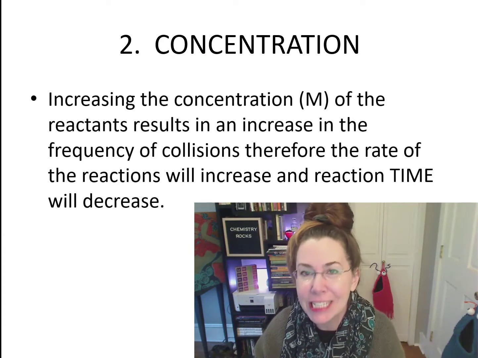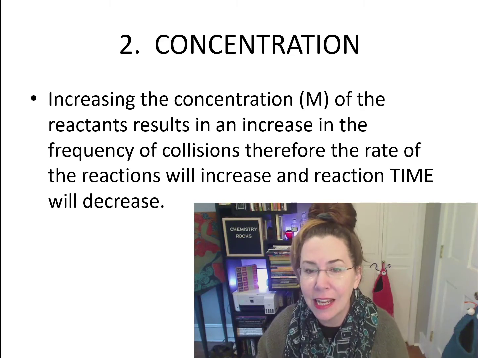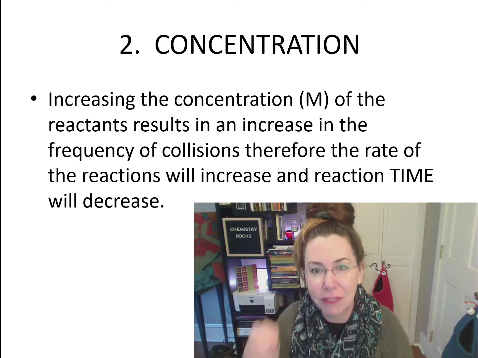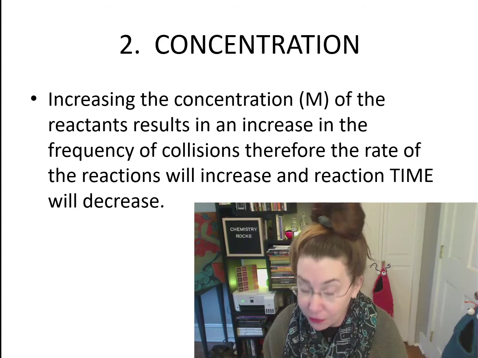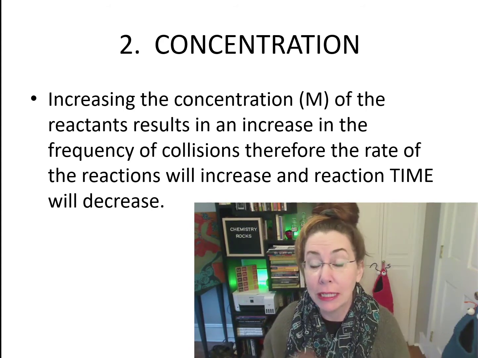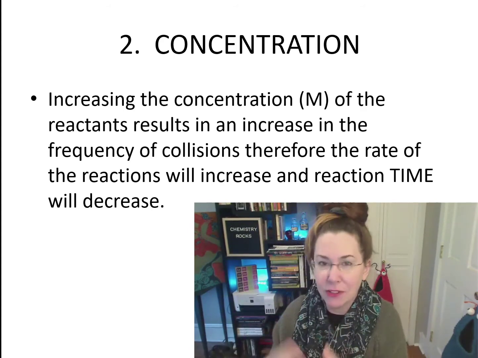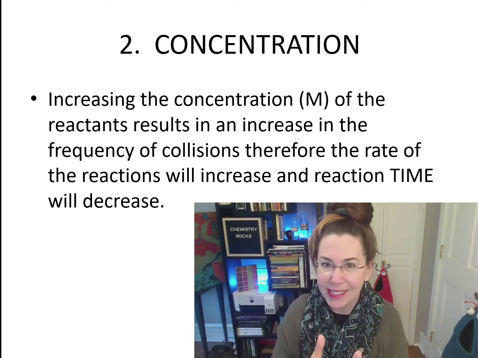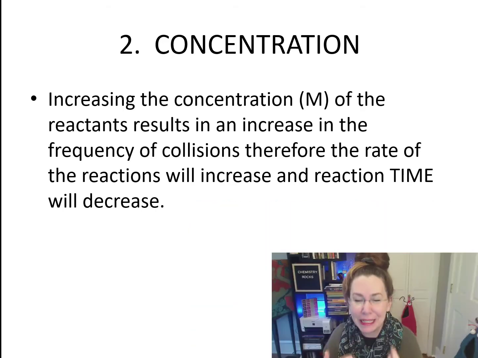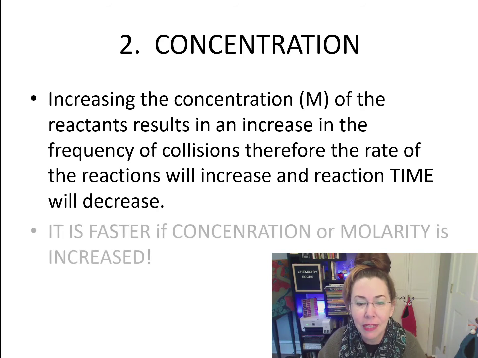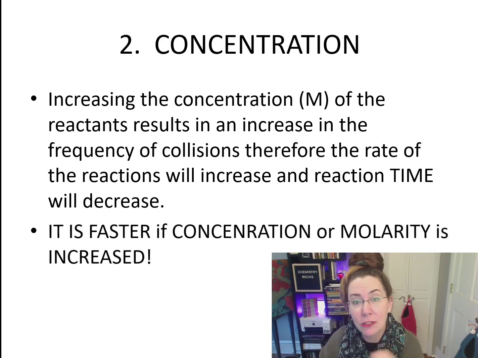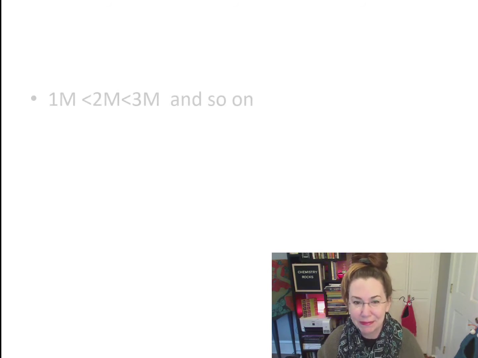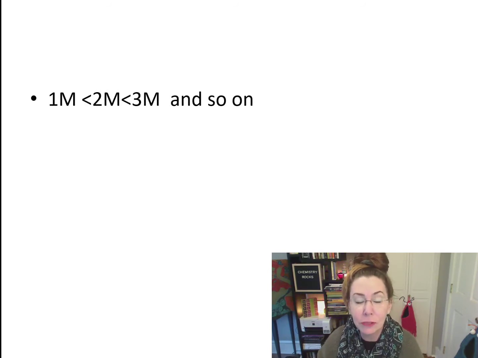So if we increase the concentration of the reactants, it will result in an increase in the frequency of collisions. Therefore, the rate of the reaction will increase, and the time it takes for that reaction to happen will decrease because we're making it happen faster. We're increasing the rate. So it's faster if the concentration or molarity of a solution is increased. So a 1 molar solution would be slower than a 2 molar solution, and that would be slower than a 3 molar solution, and so on.